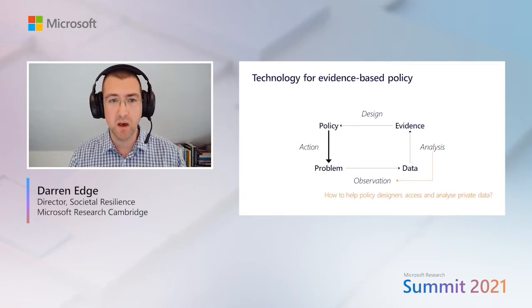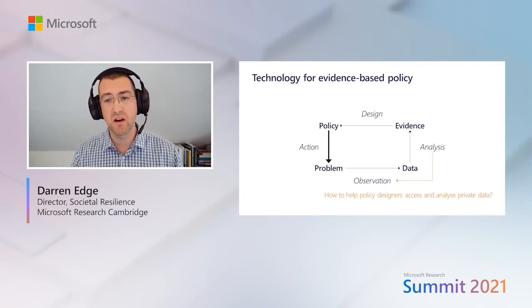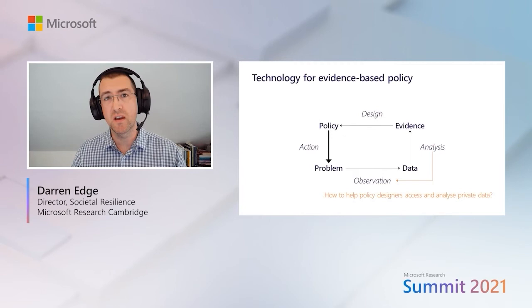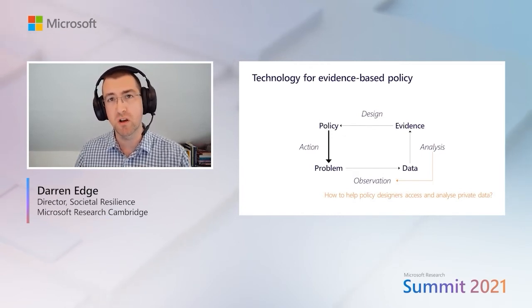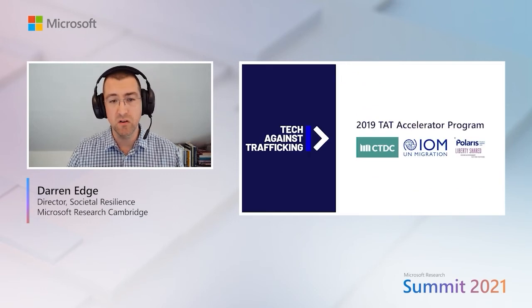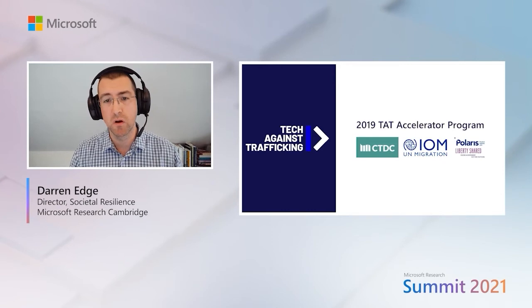Okay, so the next way in which technology can support evidence-based policy is by creating feedback from analysis to observation. How can we help policy designers to access and analyze private data on vulnerable populations that couldn't otherwise be shared because of privacy or data protection concerns? So this challenge also arose in the context of Tech Against Trafficking and the 2019 Accelerator Program with the Counter Trafficking Data Collaborative, or CTDC.